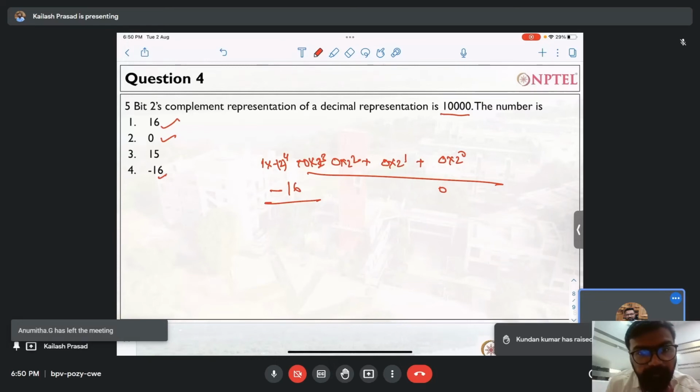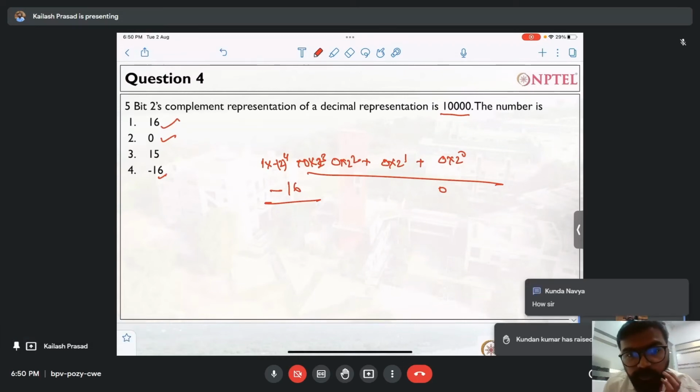Okay, any questions? For those who answered 16, see, the maximum number that can be represented by any n-bit number. Why do we use minus 2? That's my question, sir.